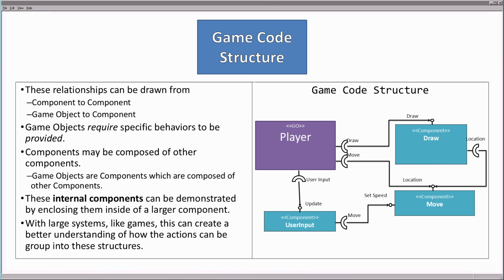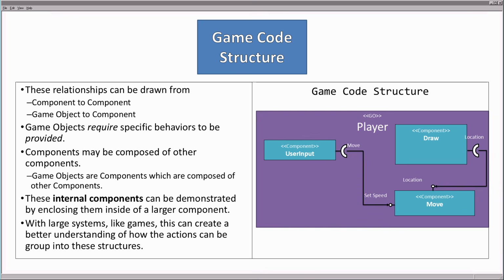These relationships can be drawn from component to component or from game object to component. Game objects require specific behaviors to be provided. This can begin to get messy very quickly, as game objects are more of a container in concept. We may consider designing it this way.